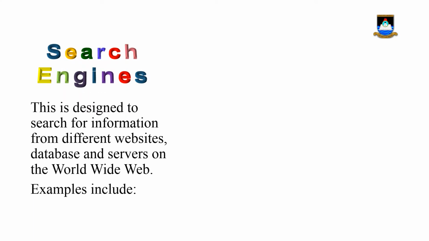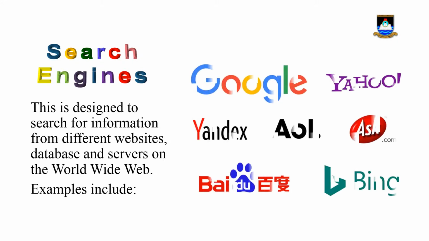Search engines. This is designed to search for information from different websites, databases, and servers on the World Wide Web. Examples include Google, Yahoo, Yandex, OWL, Ask.com, Baidu, and Bing.